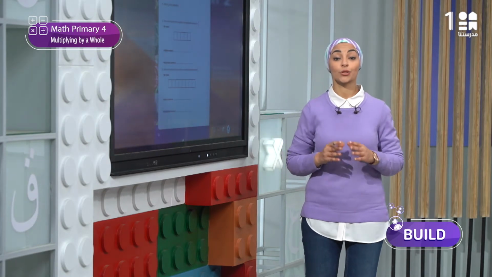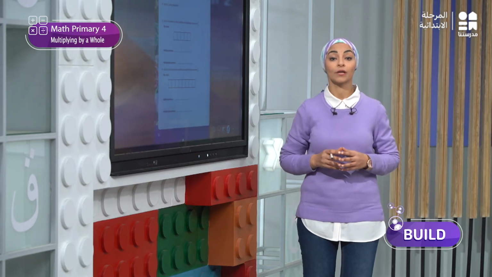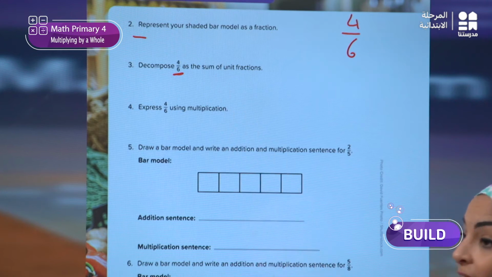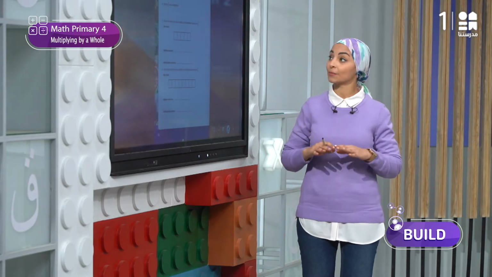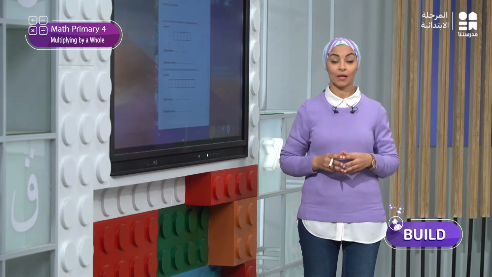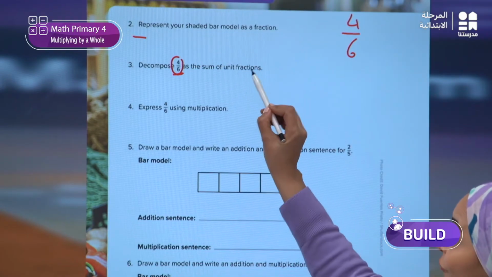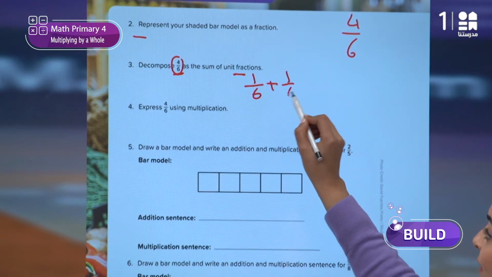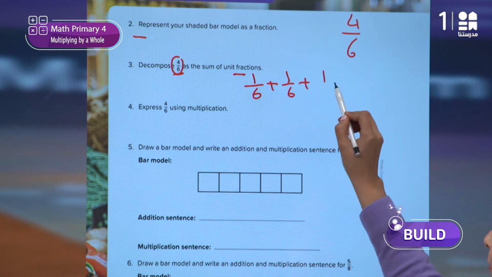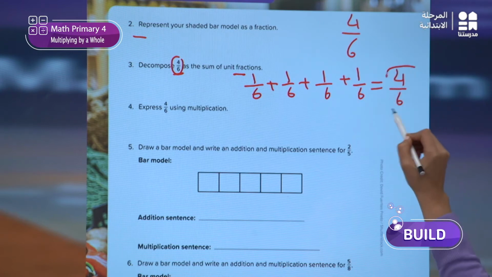This will take us to the third question. We are asked here to decompose the sum of this fraction 4 over 6 as unit fractions. Right? Okay. We all know that in unit fractions the numerator of the fraction is 1 and the denominator is the total number of parts. So what will my equation be? Let's write it together. So we can decompose 4 over 6 as unit fractions in this way. I will write 1 over 6 plus 1 over 6, written 4 times, plus 1 over 6 plus 1 over 6, which equals 4 over 6.